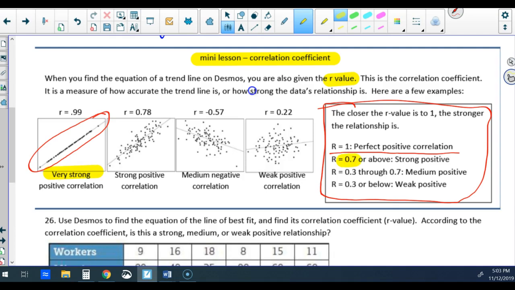Next, we're looking at 0.7 or above. That is a strong positive. So this little scatter plot here, those dots are in a very clear positive pattern. That's 0.78 for its r value. That's a strong positive correlation. Anything above 0.7.